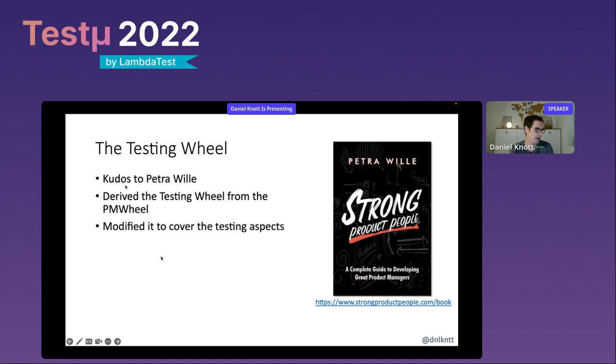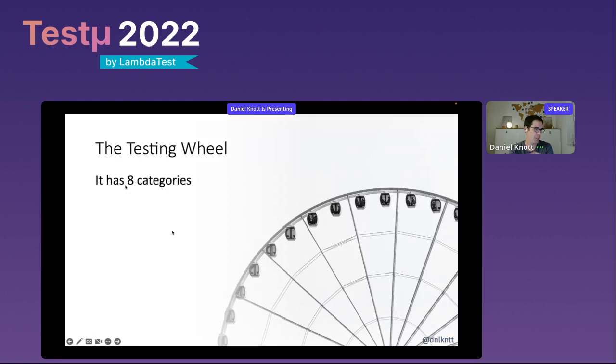Yeah, so as I said, I modified it to the testing wheel. It should be there to lead and to help testers and to get better. So let's take a look at the wheel in detail. The wheel has 8 categories. Those 8 categories that I created, the first is understanding the project need.